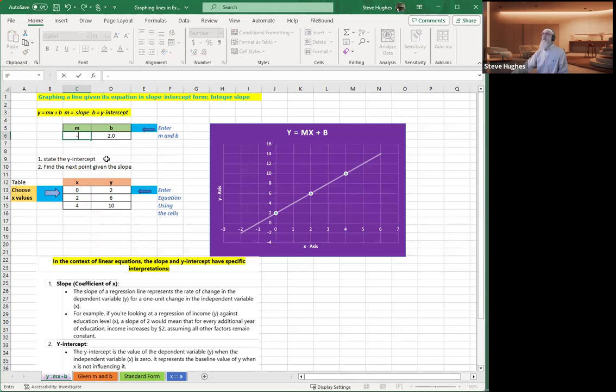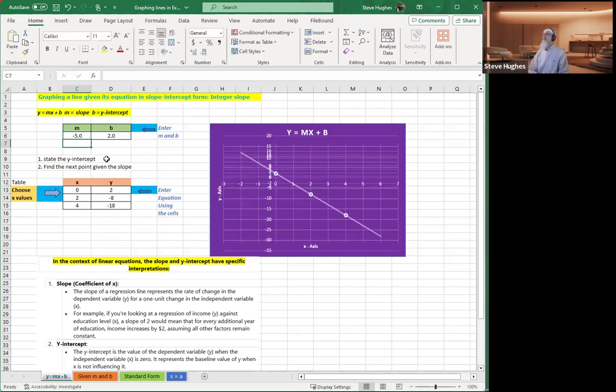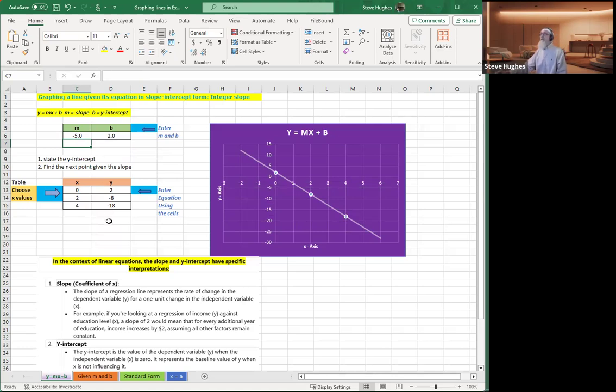Try something else. -5. All right, and there you go. My graph changes automatically to the slope of -5, and there you can see, you can easily graph this from there. All right, next.